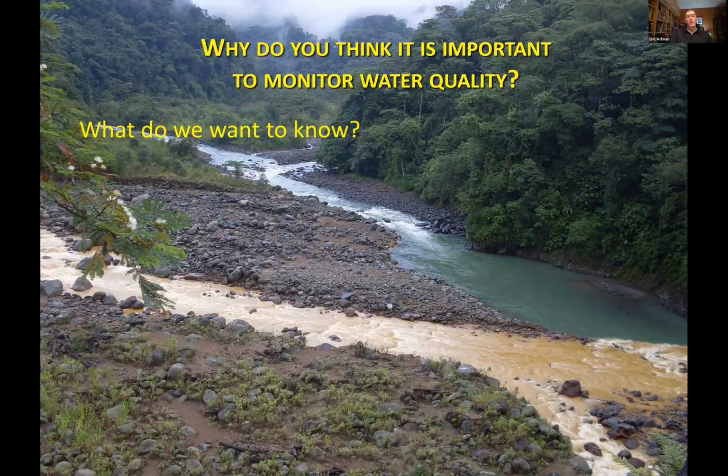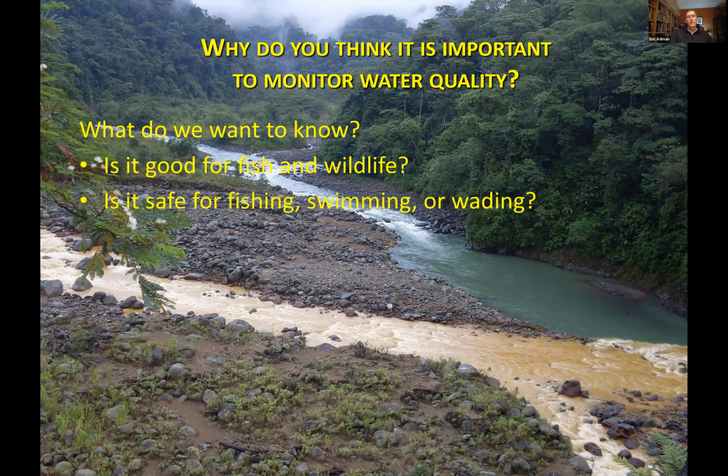First of all, we want to find out, is it good for fish and wildlife? In our area, we have some endangered salmon species, so we want to know what's going on with the water quality that might affect that. We also might want to know, is it safe for recreation contact? And we also want to know if it's changing. Is it getting better? Is it getting worse? What's going on with it?